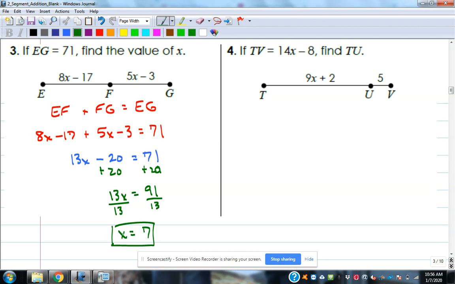Be careful when you're doing your problems because sometimes it will ask you to find X, and sometimes it'll ask you to find the measure of one of those smaller segments. So finding X may not be the end of the problem. It is on this problem, but be careful that they may ask you to find a segment piece out of that, like example 4 does. So example 4, we've got TV is equal to 14x minus 8, and they want us to find TU out of that, not just find X. They want us to find TU. So let's set up the problem. So it should be TU plus UV is equal to that.